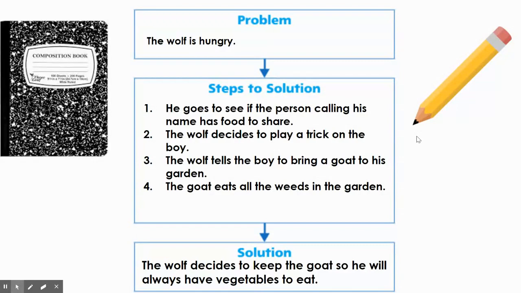So go ahead, second graders, and write in our solution. The wolf decides to keep the goat so he will always have vegetables to eat. That sure sounds like he solved his problem. If he was hungry at the beginning, he's not hungry now because now he has food to eat from his garden with the help of the goat.